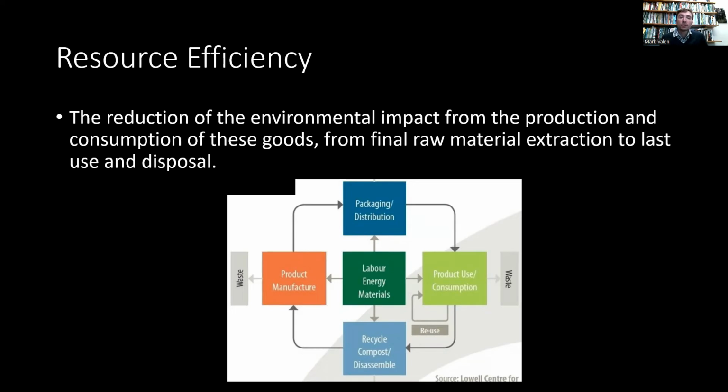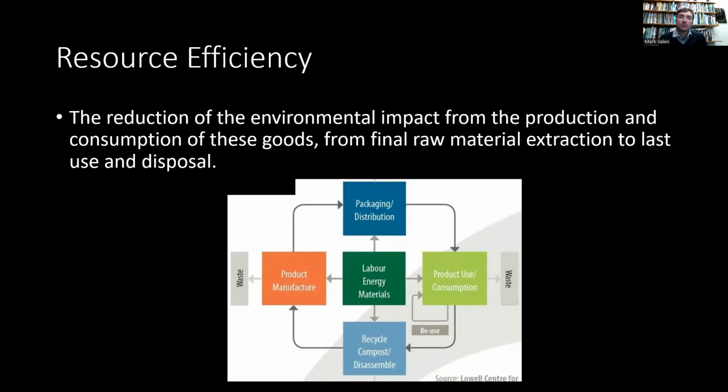Now, one benefit of looking at the life cycle analysis is that we can have greater resource efficiency. And basically, this means we can reduce the environmental impact from the production and consumption to the final material extraction, the last use, and disposal. So this diagram is showing the circular process of product manufacture, packaging, distribution, product use, recycling, composting, disassembling, and hopefully trying to make that a circle.